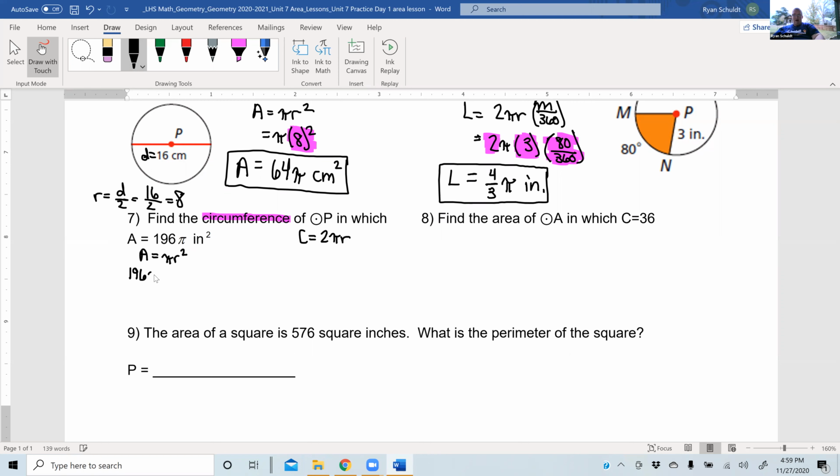So 196 pi equals pi r squared. Divide both sides by pi. Pi's cancel. I'm left with 196 equals r squared. Take the square root. That means we're gonna have r is equal to 14. Take that, and then you have to plug it in. So 2 pi times 14. What? Don't judge me. I haven't said that in 2 lessons. That's going to be 28 pi inches.